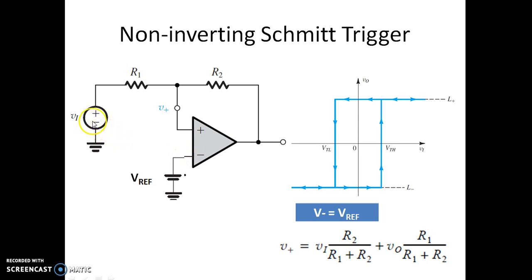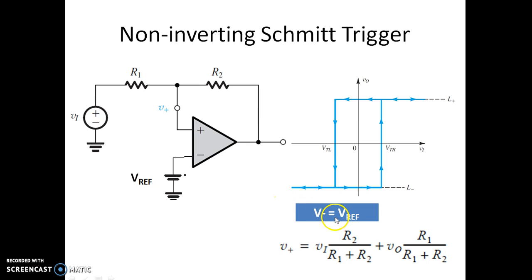As you can see now, the input voltage is applied to the non-inverting terminal. The reference voltage is connected to the inverting terminal of the op-amp. Now, this is the transfer characteristics of this non-inverting Schmitt trigger. If the input voltage goes below VTL, the output makes a transition from plus Vsat to minus Vsat. If the input voltage goes above VTH, it makes a transition from minus Vsat to plus Vsat.